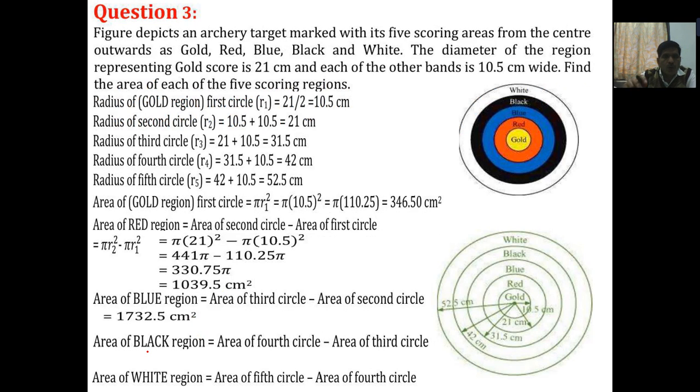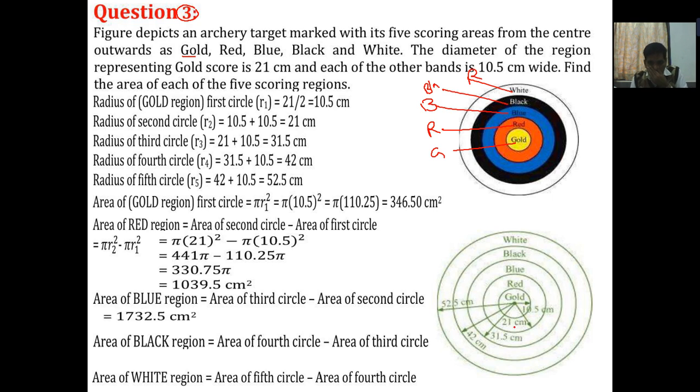Now the important question is third. It is not asked in exam, but it's our duty to understand. In the figure, an archery target is marked with its 5 scoring areas from the center outward as gold. So here the center is gold, afterward red. So first here it is gold, after that red, after that blue, then black, then white.